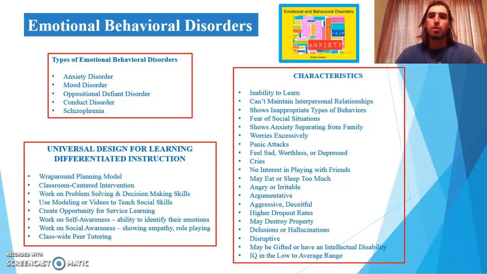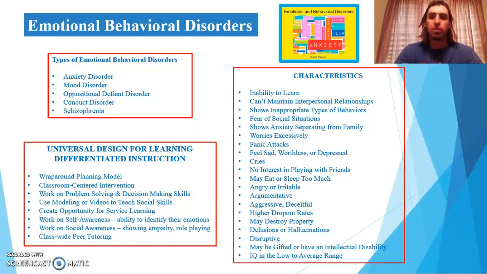Our next disability we'll discuss is emotional behavior disorders. An emotional behavioral disorder may include an inability to learn that cannot be explained by other factors. The child cannot maintain interpersonal relationships with peers and teachers. They show inappropriate types of behavior that may also develop physical symptoms or fears related to personal or social problems. Types of emotional behavior disorders include anxiety disorder, mood disorder, oppositional defiant disorder, conduct disorder, and schizophrenia.